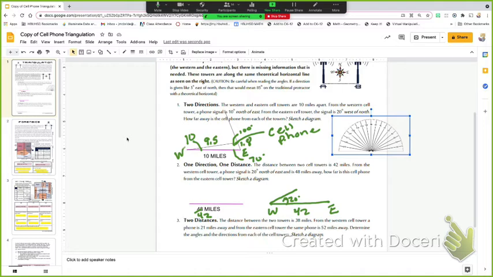I'm sorry, did someone say something? I can't hear you. No, but it's 20 degrees. The direction is 20 degrees north of east. From the western tower, you go towards the east this way, and you turn 20 degrees towards the north. And it's 48 miles away. So I'm going to make it a little longer. That's 48 miles away.